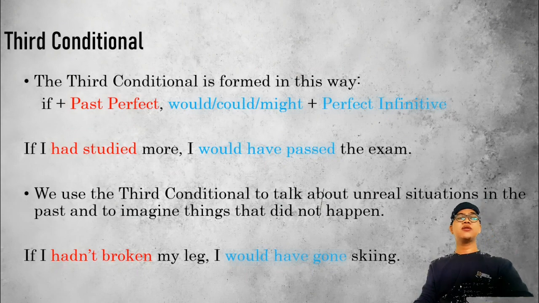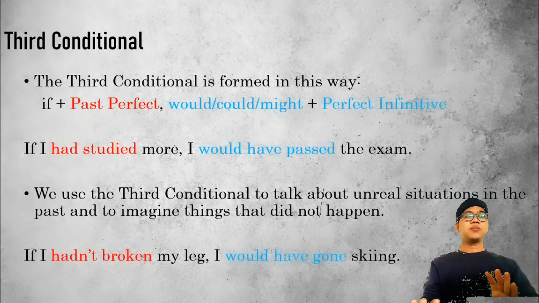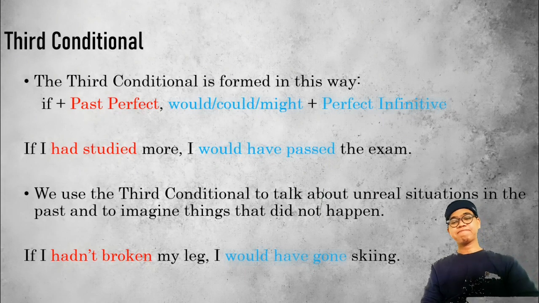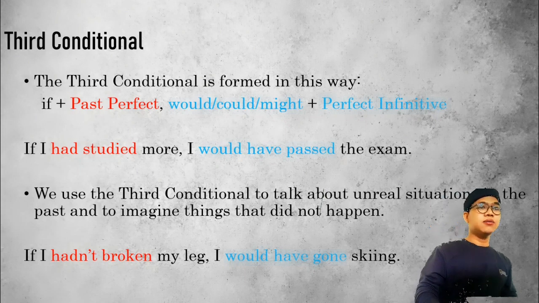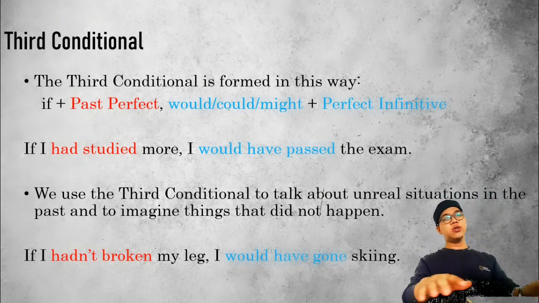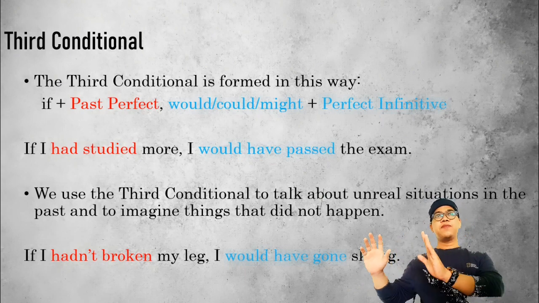Okay, I repeat again. Third conditional. The third conditional is formed this way: past perfect, would, could, might, perfect infinitive. What is the form of the past perfect? Past perfect is subject plus had plus verb 3, or past participle, and then you put a comma. Subject again, you choose would or could or might, and then perfect infinitive. Perfect infinitive is would have plus verb 3.